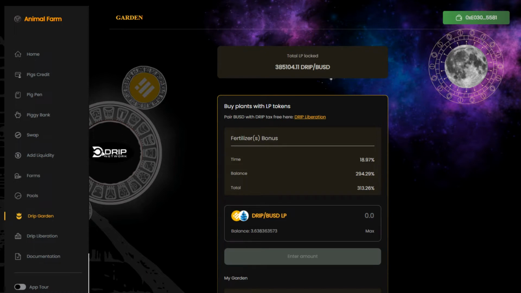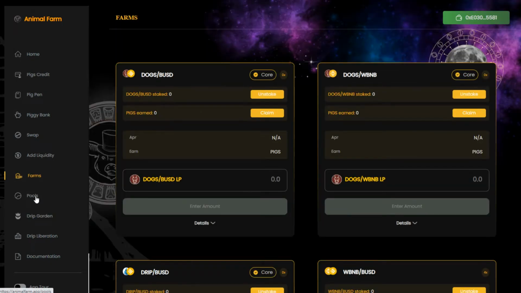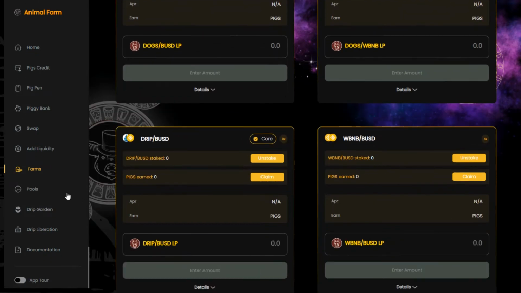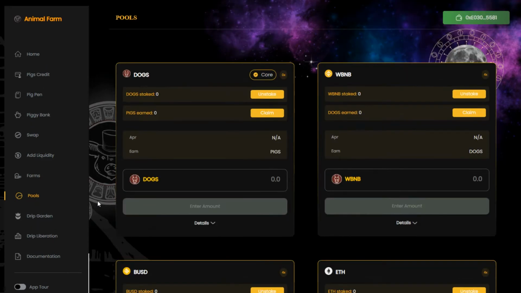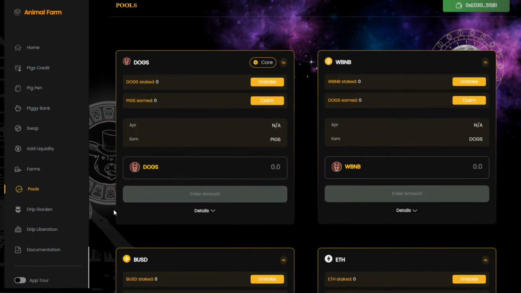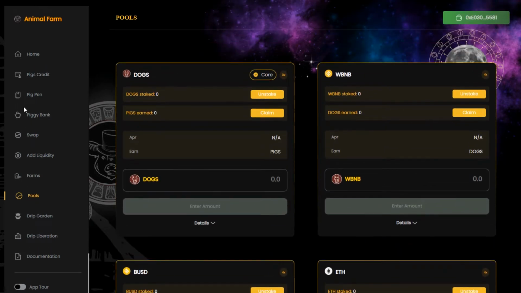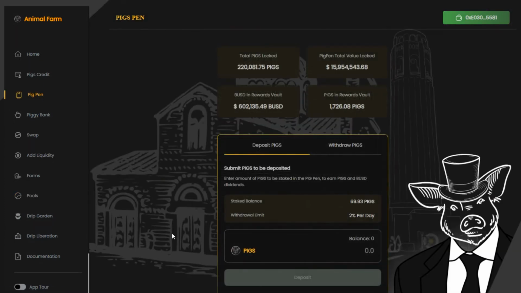And is that the new logo for Drip, showing here on the left side of the page. The dogs and pigs farms and pools are also added to the new interface, but they are still paused. I don't know when they will open again, but I will let you know as soon as possible, so make sure to join my Telegram group to get the latest updates.